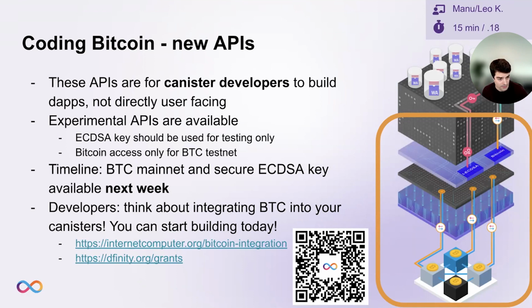These APIs are actually already available. We have a test key that you can use right now, and Bitcoin access for Bitcoin testnet is enabled. These are all things that have already been running for a while. But now the next step, I'm very excited to share that we're working very hard to enable Bitcoin mainnet access and a secure ECDSA key by the end of next week, so very soon. And with that, I would also like to encourage all developers to think about whether you can take advantage of these cool new features.